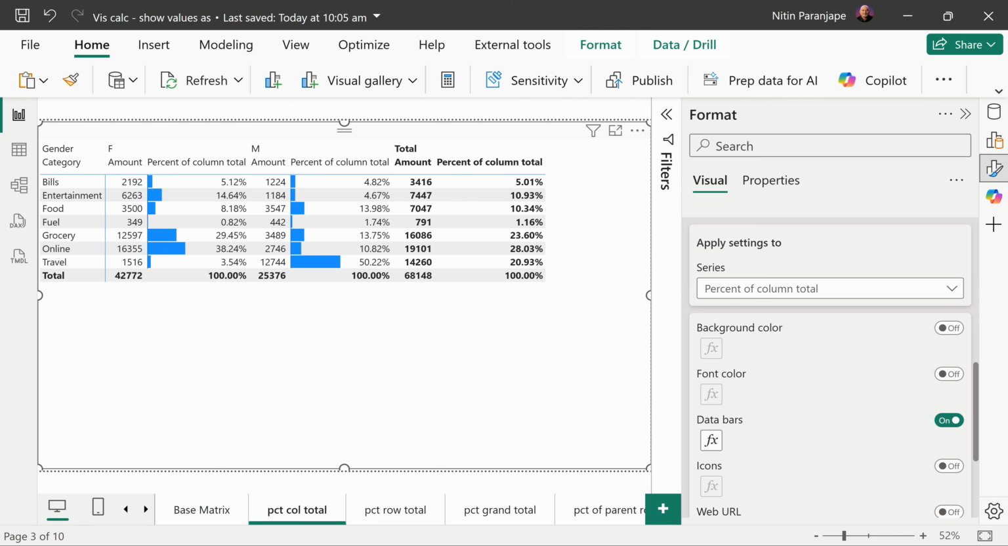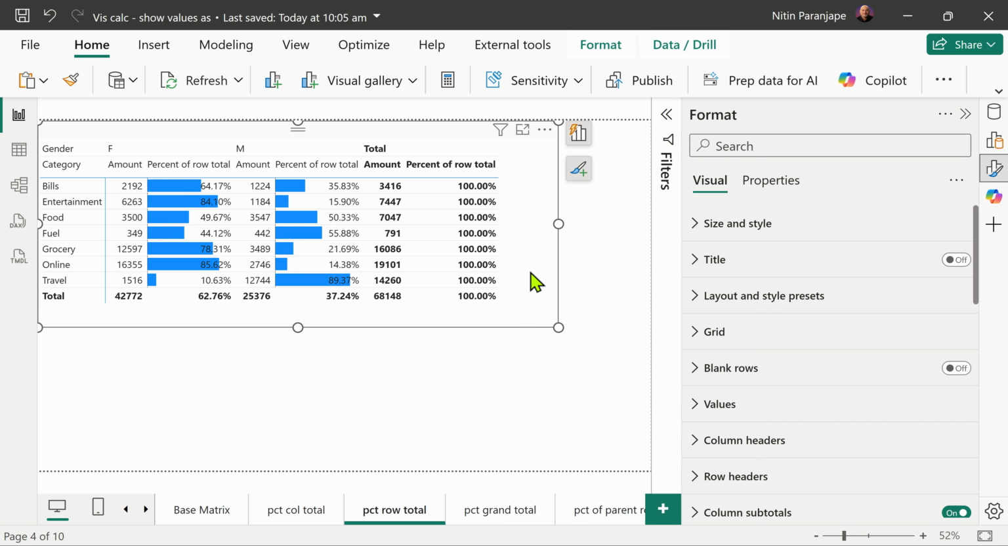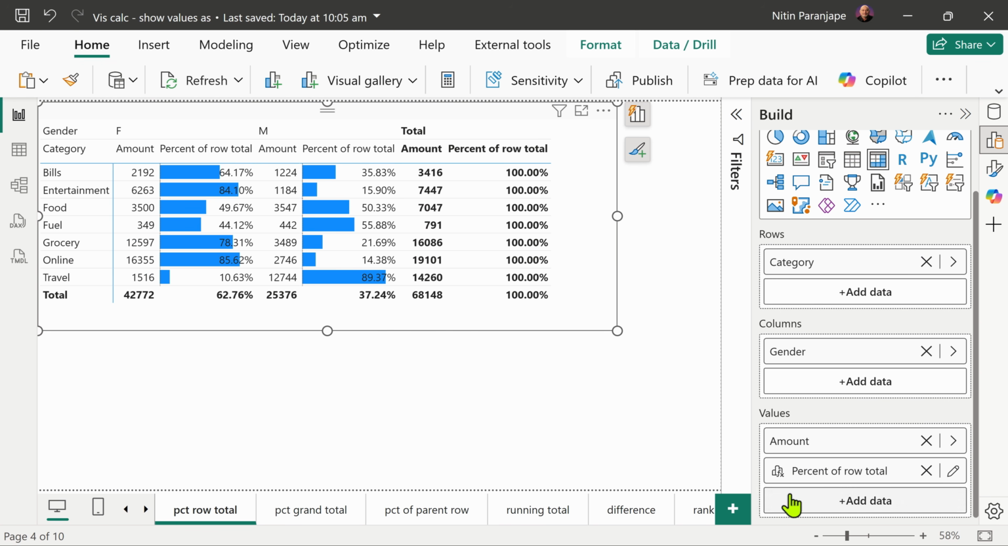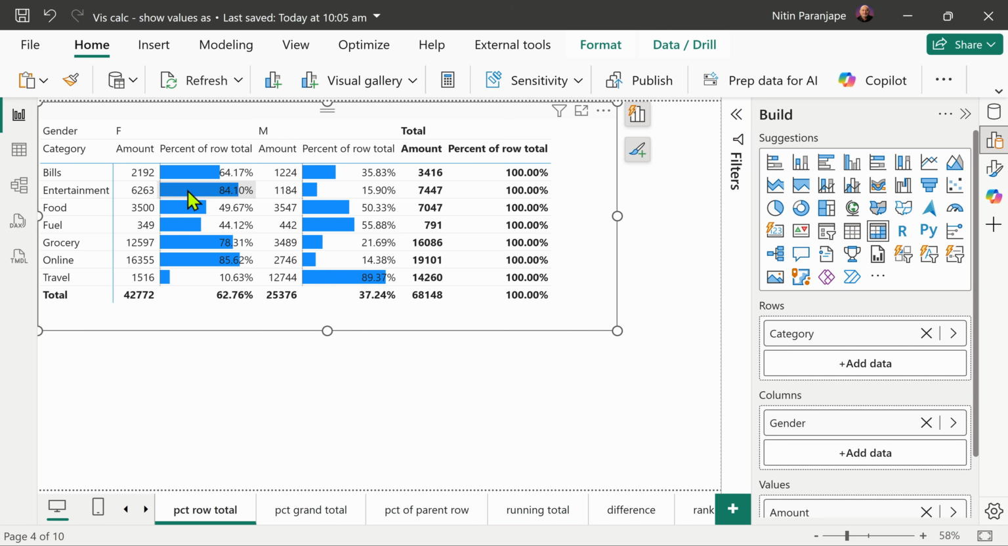And let's come back to Power BI and see the exact same thing. By now, you already know what I must have done in the formula. How do you go to the formula? Select the visual, go to the build section, close the format. Here, I have percent of row total. This pencil allows me to edit. This goes into edit mode. We already know all this. We have to do a division. Amount is amount. We want to collapse it, but this time at column level. That's all there is to it. And then format it as percentage.